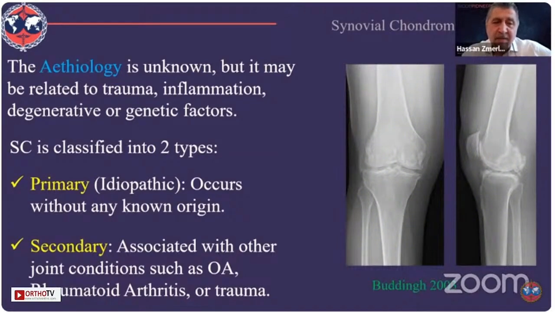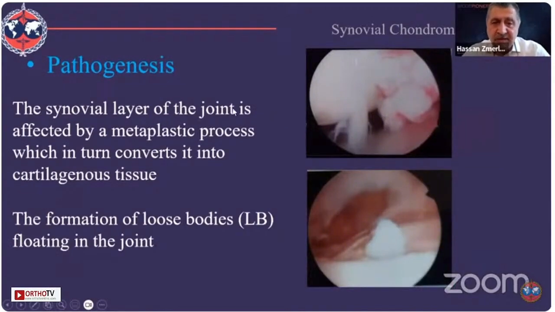And we have two types of synovial chondromatosis. A primary type that occurs without any known origin, and the secondary one associated with other joint conditions, like in this case. So the pathogenesis is a metaplasia. We have the production of cartilaginous tissue inside the synovial membrane. And these nodules can grow and fall into the joint space with the formation of loose bodies.